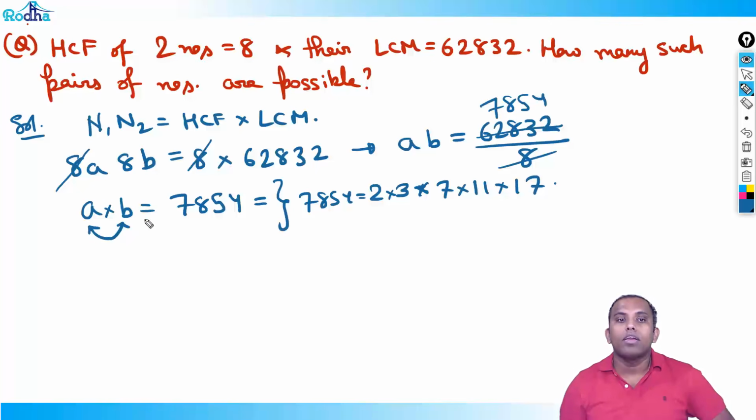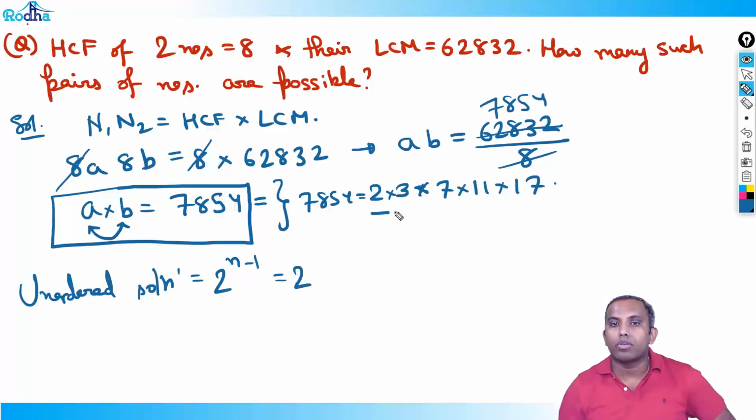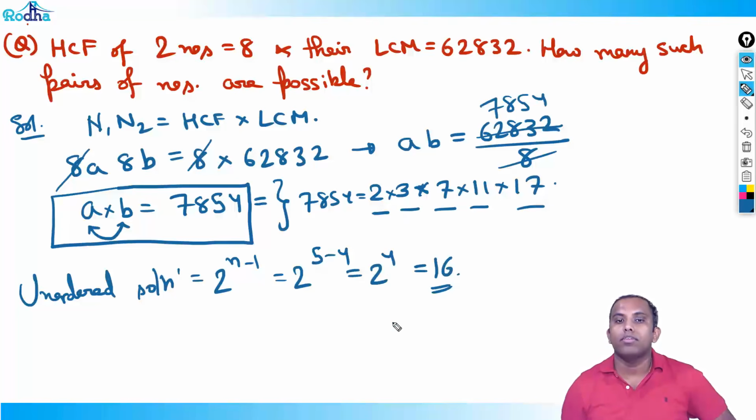Again, same thing: in how many ways can a number be written as a product of two coprimes? We have to find the unordered solution here because variables are not given. The unordered solution is 2 raised to n minus 1. There are 5 prime factors here: 1, 2, 3, 4, 5. So 2 raised to 5 minus 1, that is 2 raised to 4. The answer is 16. So 16 is the answer for this question.